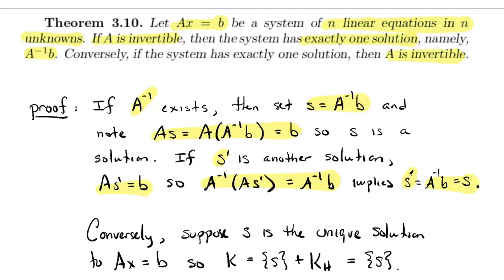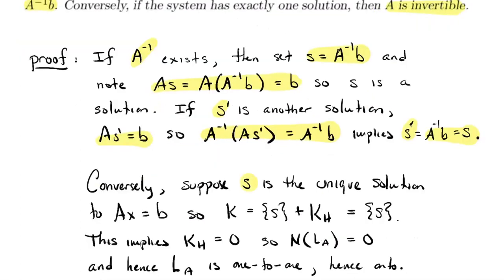On the flip side, if S is the only solution to the system AX equals B, well then our theorem 3.9 that we just proved says that the solution set is a singleton.